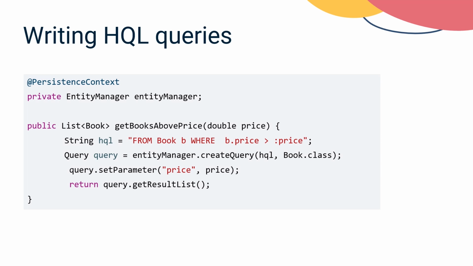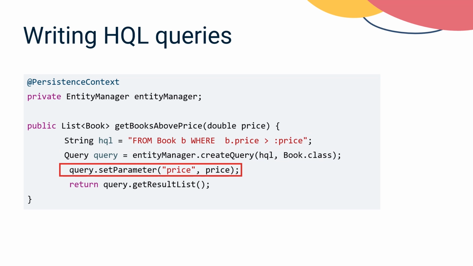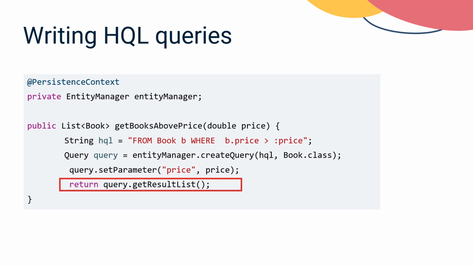In this code, the from Book clause instructs Hibernate to retrieve data from the Book entity instead of directly querying the database table. The b.price condition filters books where the price is greater than the specified value. The setParameter method prevents SQL injection by ensuring safe input handling. And the getResultList method retrieves the results as a list of Java objects rather than raw database records.